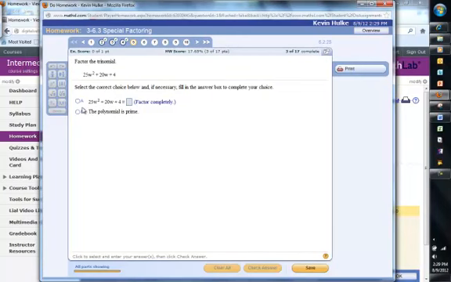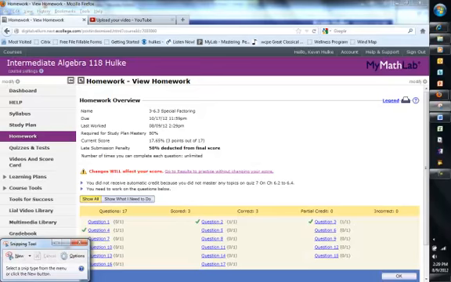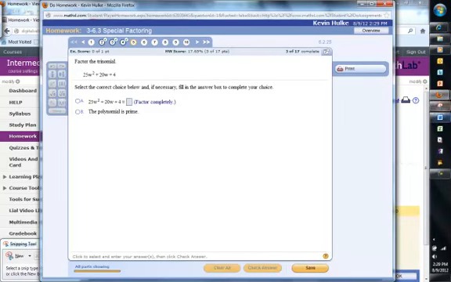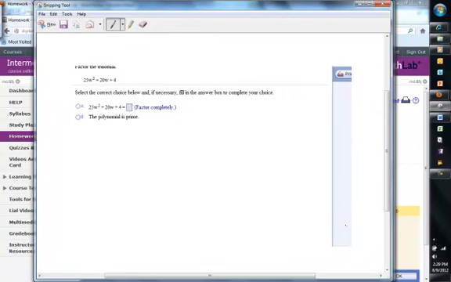Number 5. 25w squared plus 20w plus 4. You would do good to recognize this as being a square because the first number is a square of 5w, the last number is a square of 2, and the middle term is 5 times 2 times 2. So it's 5w plus 2 squared.